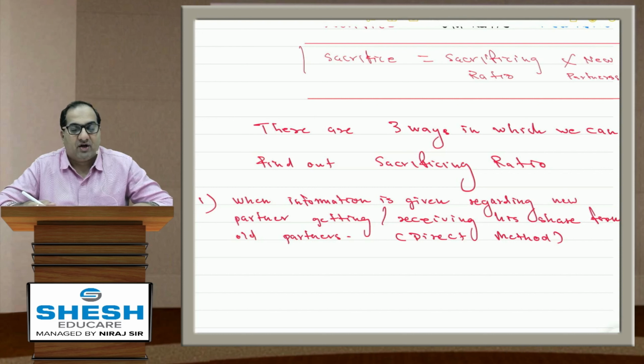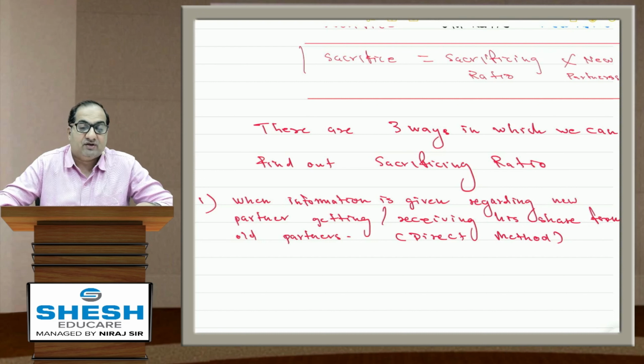So as a student, when you start reading the problem, you should keep on searching for such words: acquired, received, got, his share of profit from the old partners. Then I don't have to use my brains to find out sacrifice ratio. Then sacrifice ratio is directly given.